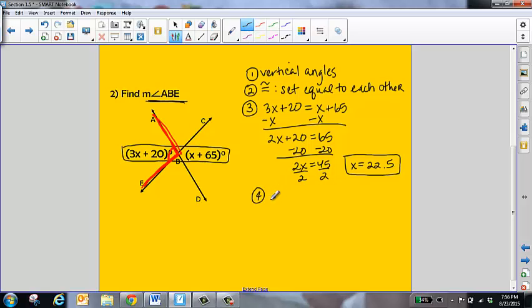So the measure of angle ABE is being represented by 3x plus 20. So we're just going to substitute in our 22.5 for x. So that's going to give us 67.5 plus 20, and then 87.5. So that is going to be the measure of angle ABE.